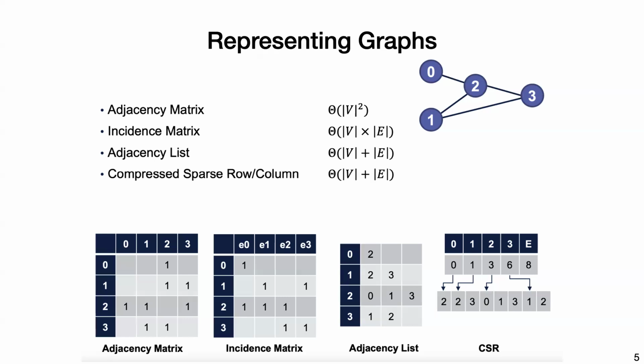And then compressed sparse row is just the linearization of the adjacency matrix. So you can see we basically just concatenated all of these gray boxes together: 2, 2, 3, then 0, 1, 3, 1, 2. You just shove all the edges together, and then you make an offsets array that tells you the start of every vertex's edge list. So 0 starts here, 1 starts here, 2 starts here.